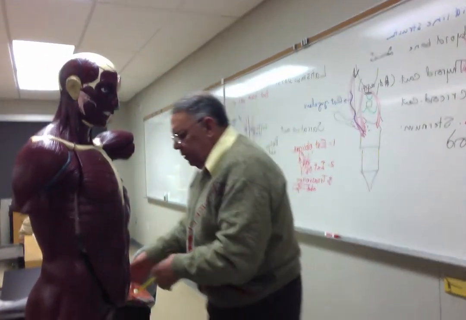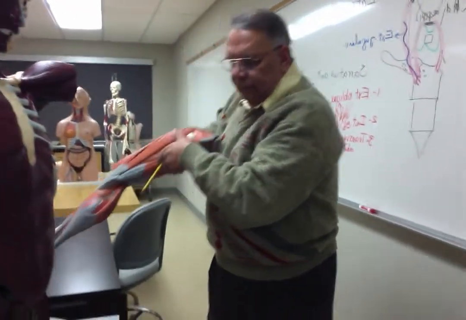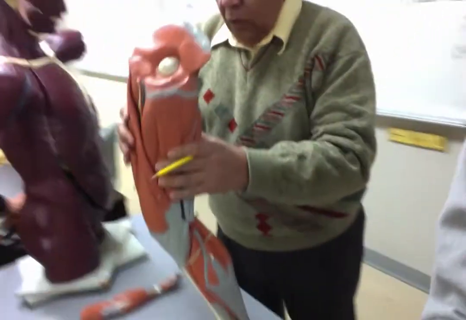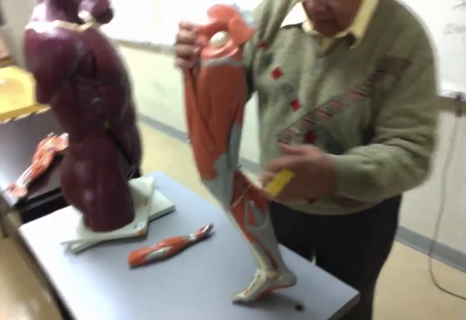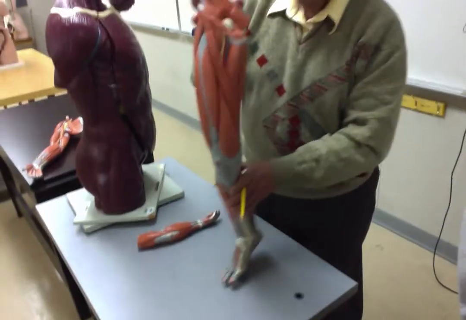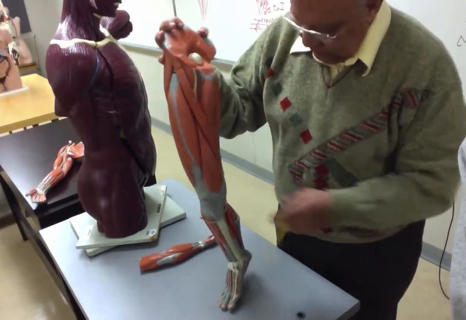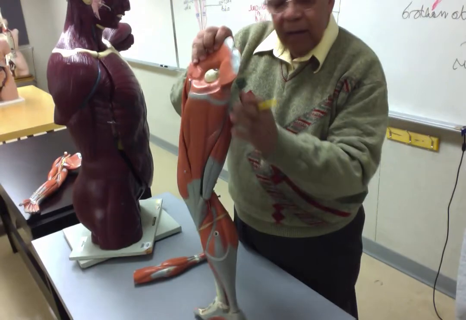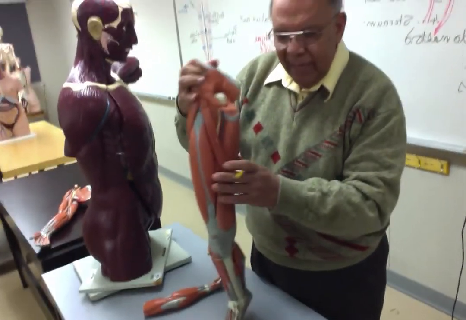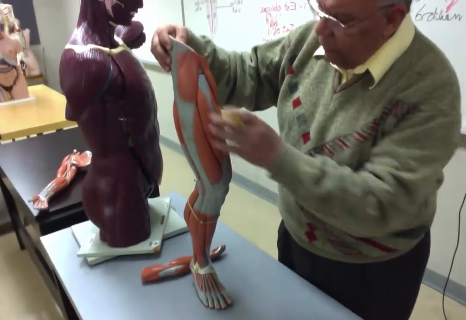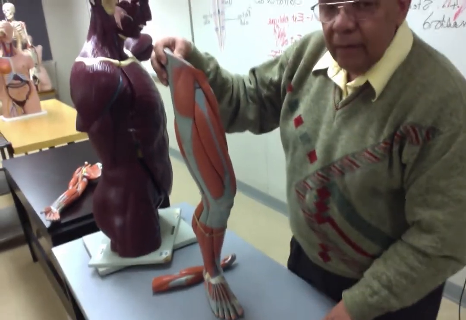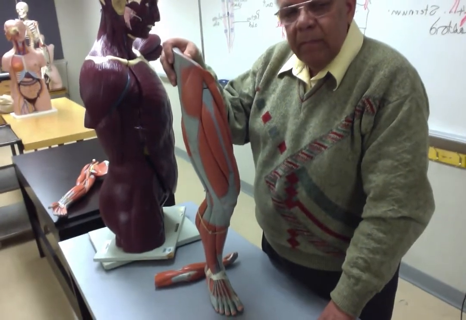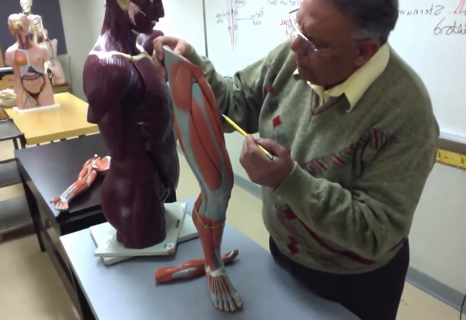Let's go for the lower extremity muscles. Actually, we're going to divide the thigh into three compartments: the front of thigh, medial side of thigh, and back of thigh. Each has a group of muscles. Let's start with the front of thigh. There are four muscles called quadriceps femoris. Quadr means four.